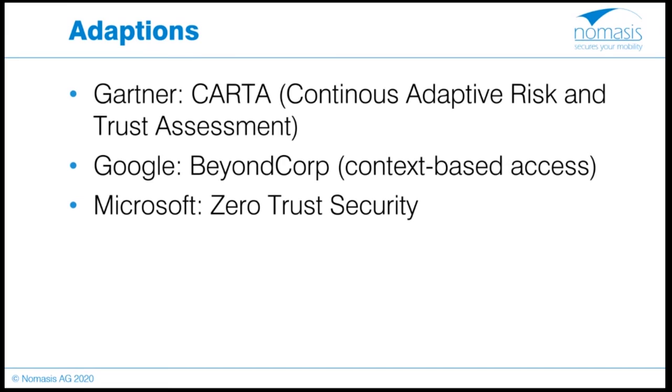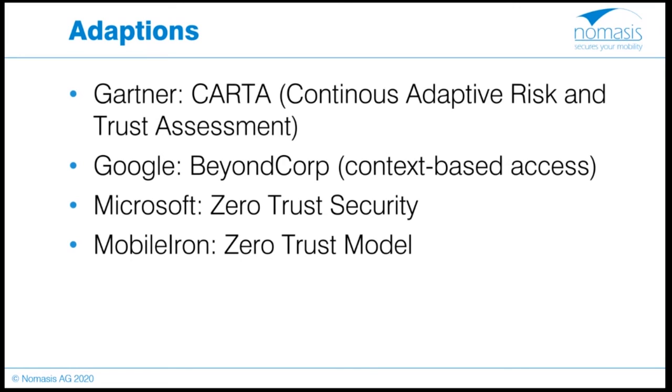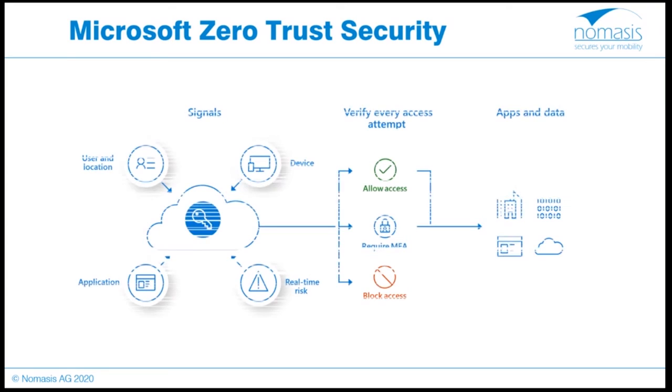Then our two examples which will follow, of course, Microsoft, they implemented Zero Trust, naming it Zero Trust Security, and MobileIron also integrated Zero Trust, naming it Zero Trust Model. So let's have a look at Microsoft Zero Trust Security. This helped me to get the last bit of what I was missing before, after reading what I told you before. So as you can see on the left side, Microsoft is naming this signals. So this is actually our context.